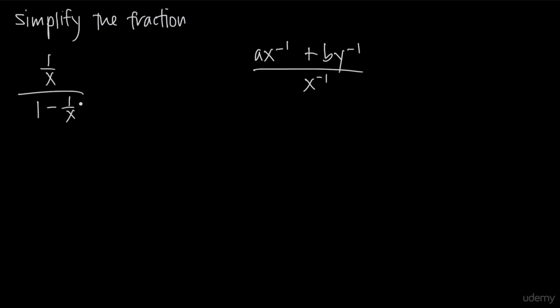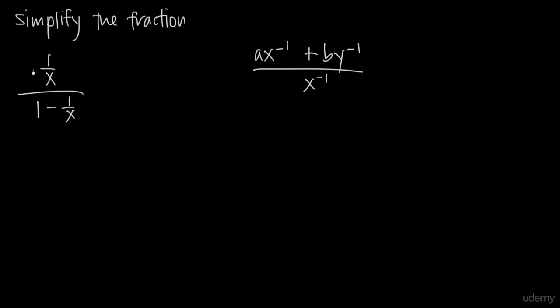In this first example, we have this overall fraction here, and our numerator is 1 over x, so we have a fraction inside of our numerator. We also have a fraction inside our denominator because our denominator is 1 minus 1 over x. So when we're simplifying complex fractions like this one, our goal is going to be to get just one fraction in the numerator and just one fraction in the denominator. Once we've done that, then it's going to be pretty easy to simplify the overall fraction.